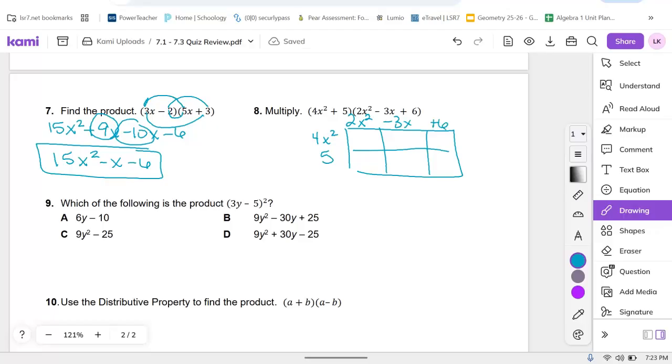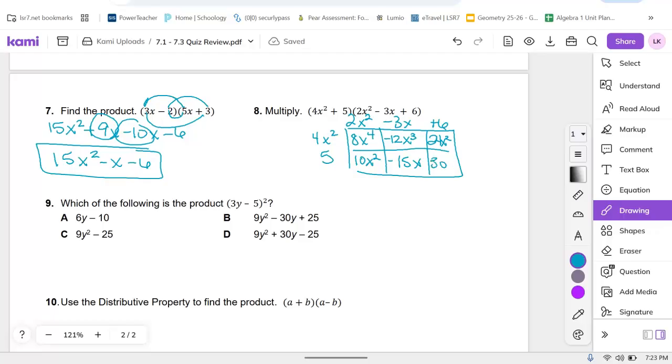4x squared times 2x squared is 8x to the fourth. 4x squared times negative 3x is negative 12x cubed. 4x squared times 6 is 24x squared. 5 times 2x squared is 10x squared. 5 times negative 3x is negative 15x, and 5 times 6 is 30.